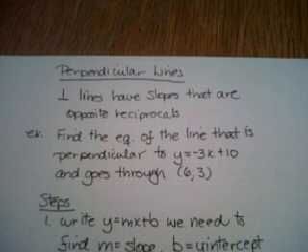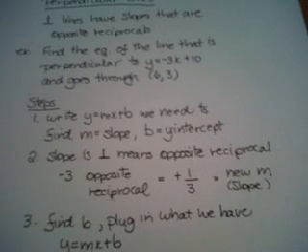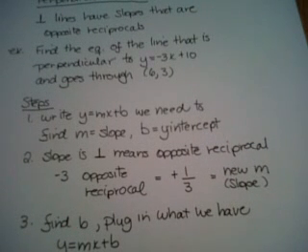So what I know about perpendicular lines is that they have slopes that are opposite reciprocals. So if I asked you to find the equation of the line that is perpendicular to y equals negative 3x plus 10 and goes through the point (6, 3), these are the steps that we would follow. First, write y equals mx plus b because that's the form that we're going to use. And we need to find m equals slope and b equals y-intercept.